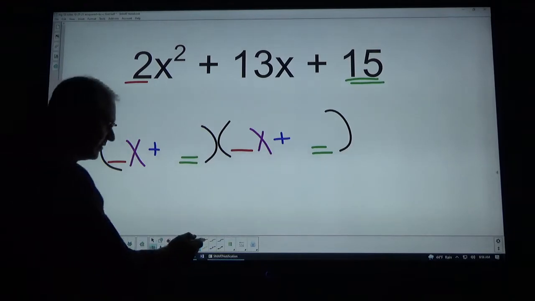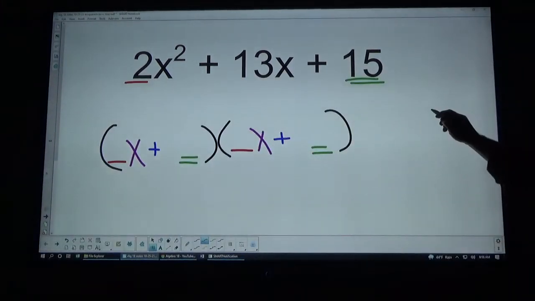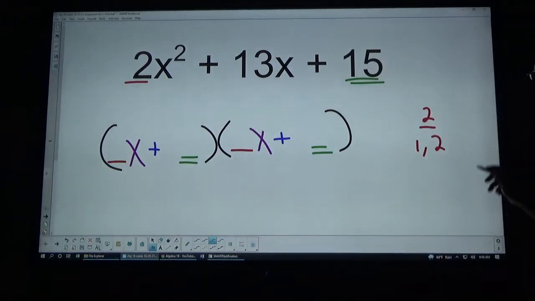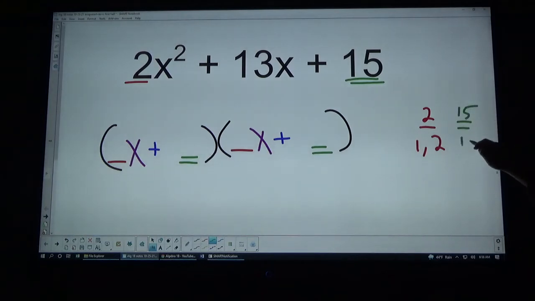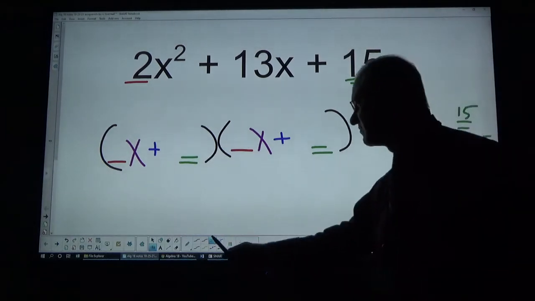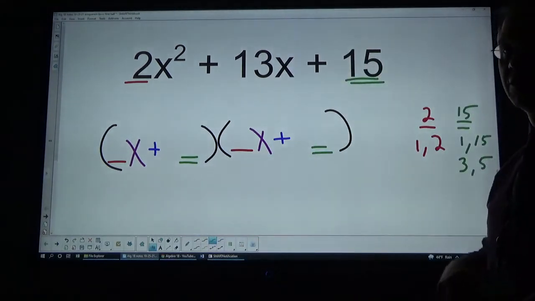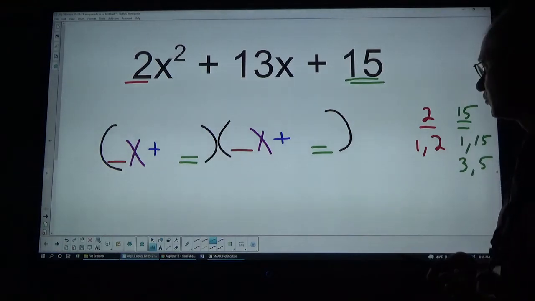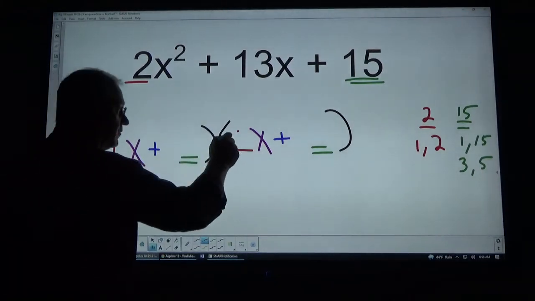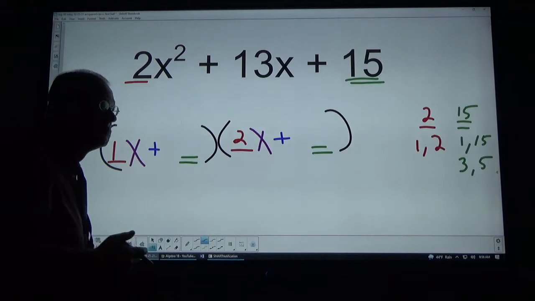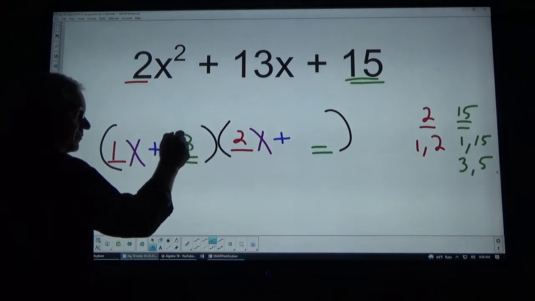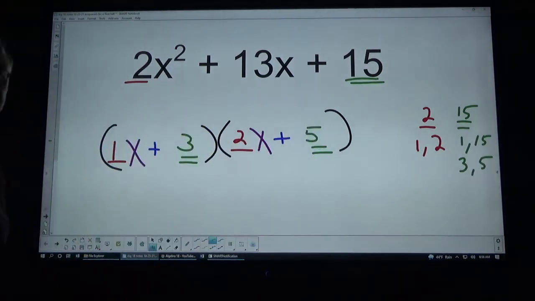I can pick pairs to give me 2, and there's only really one pair, 1 and 2. I can also pick pairs for 15, like 1 and 15, or 3 and 5. Now these pairs of numbers I could just throw in there and hope for the best. I have other ways you could approach that, but let's try that. Let's just throw it in. Say 1, 2, probably 3 and 5. Let's just throw that in there and see what it gets us.